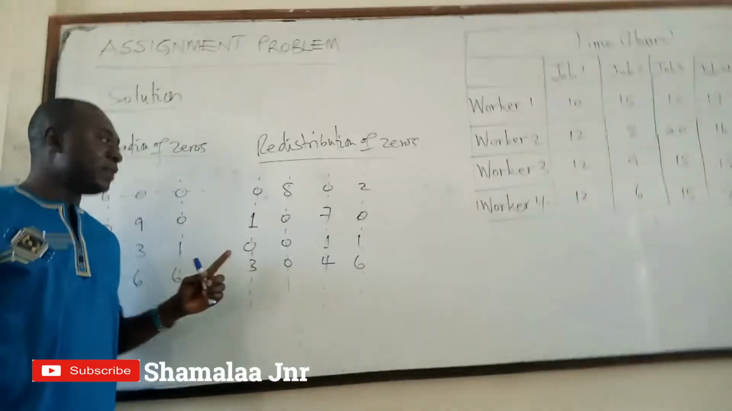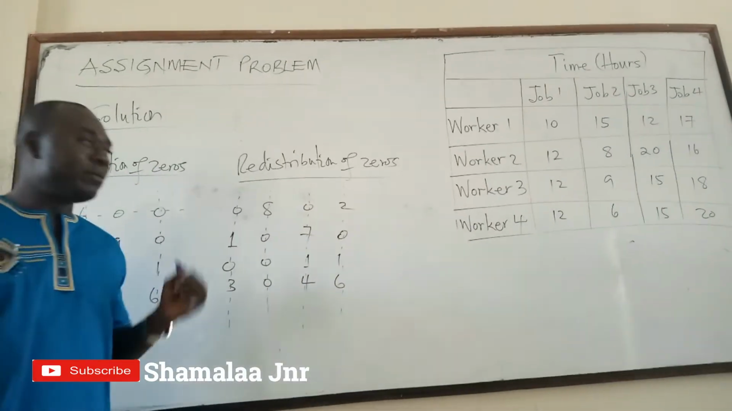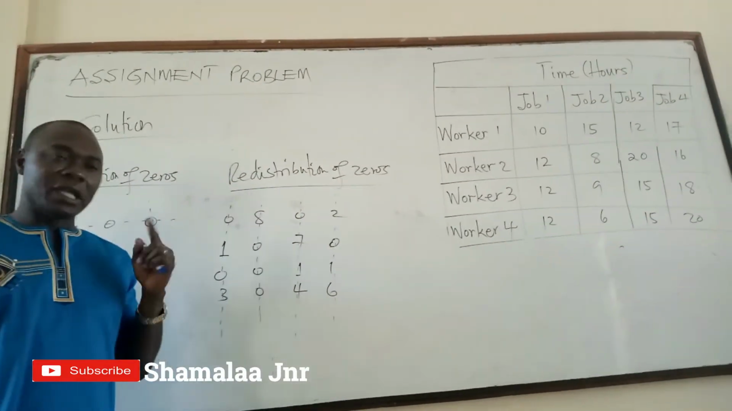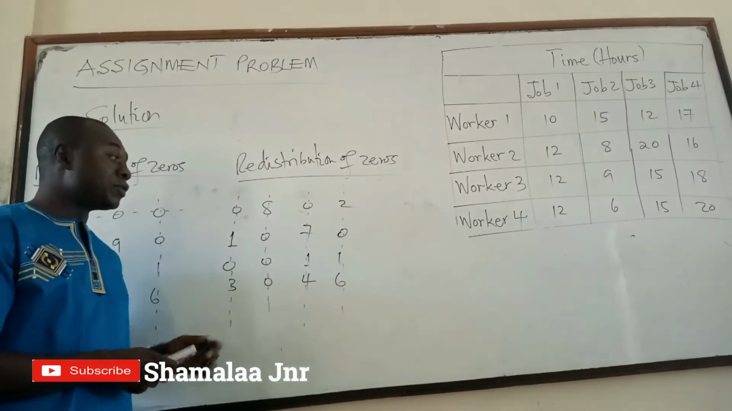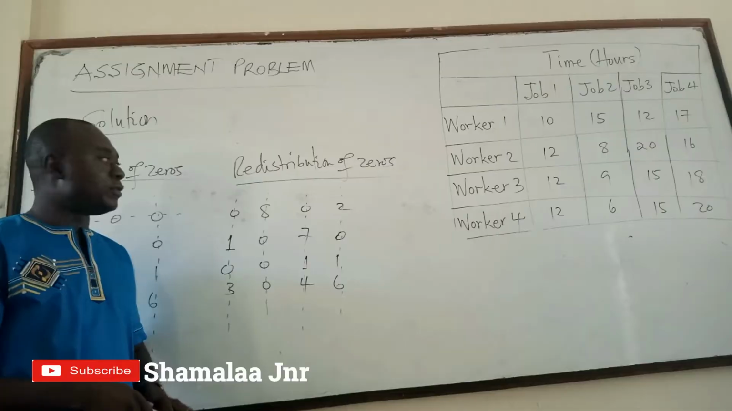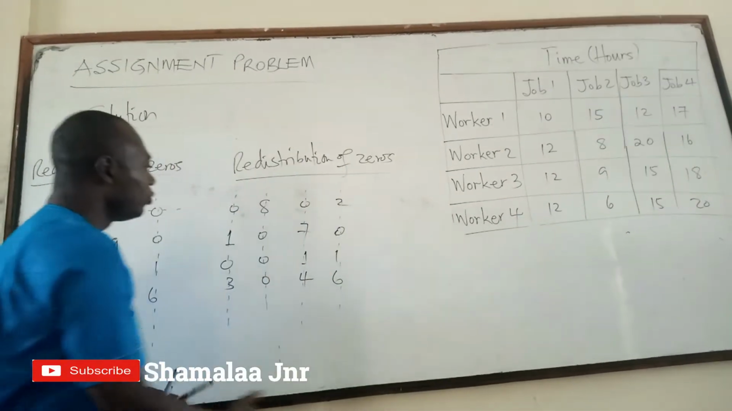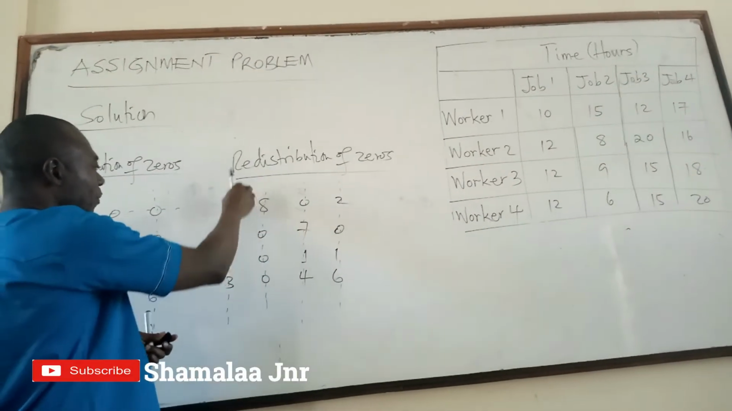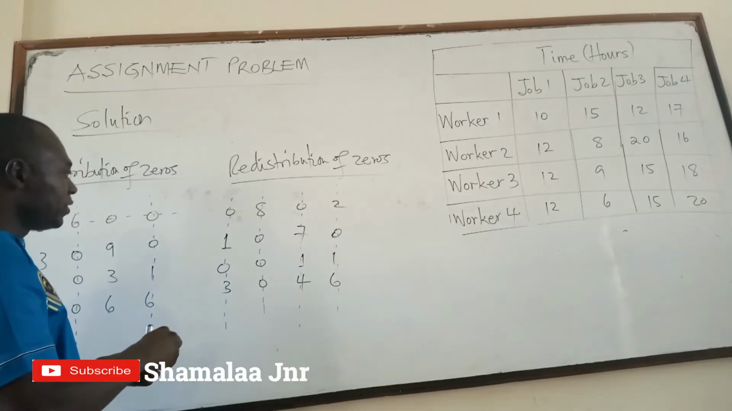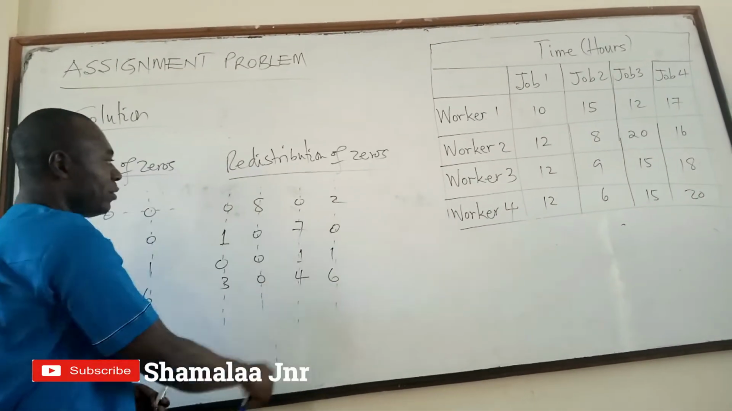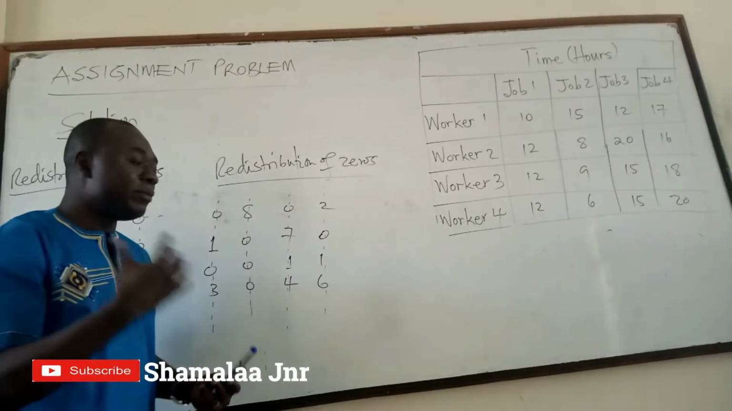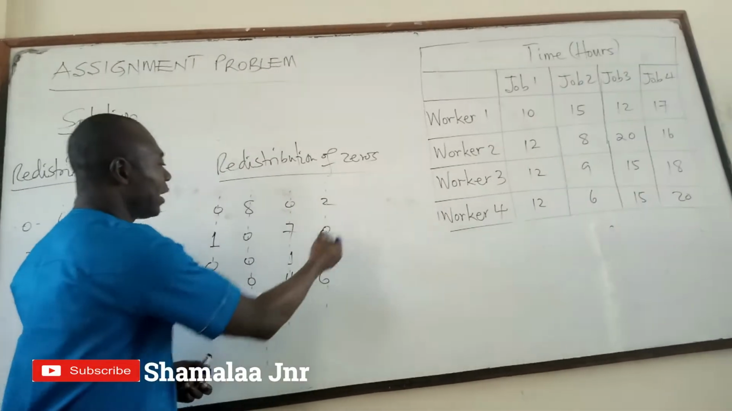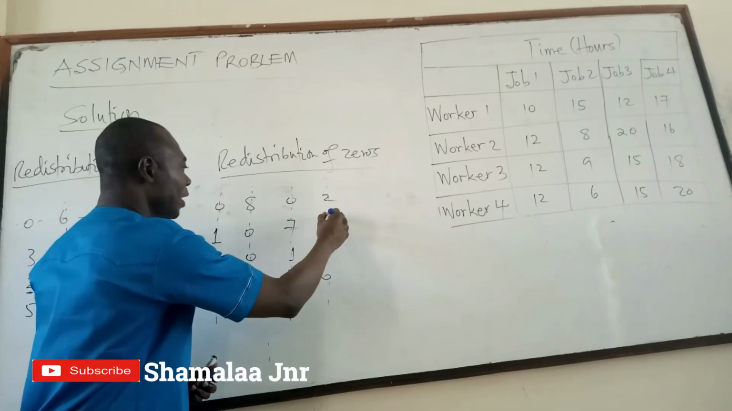When doing the assignment, start with a column with a minimum number of zeros. Again, when doing the assignment, you have to start with a column with a minimum number of zeros. So I'm going to do the assignment. This column has 2 zeros. This column has 3 zeros. This one has 1. This one has 1. So I'll start with a column with a minimum number of zeros. So I can start with this one and do the assignment.